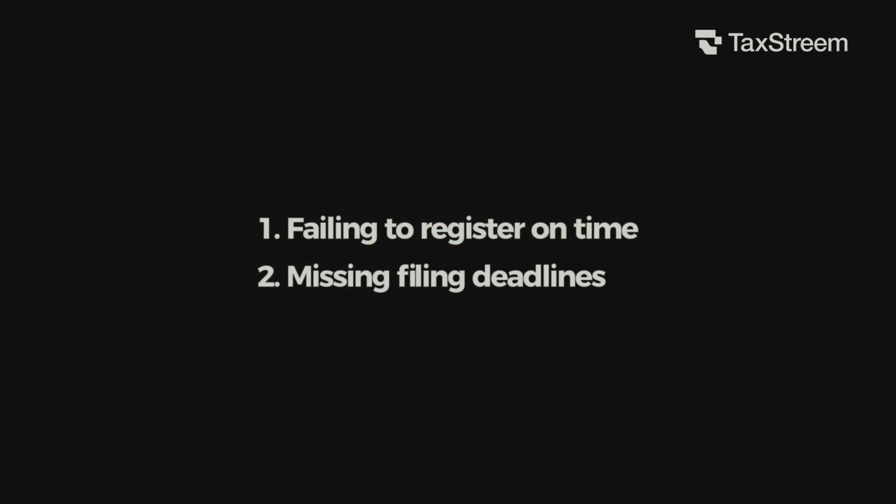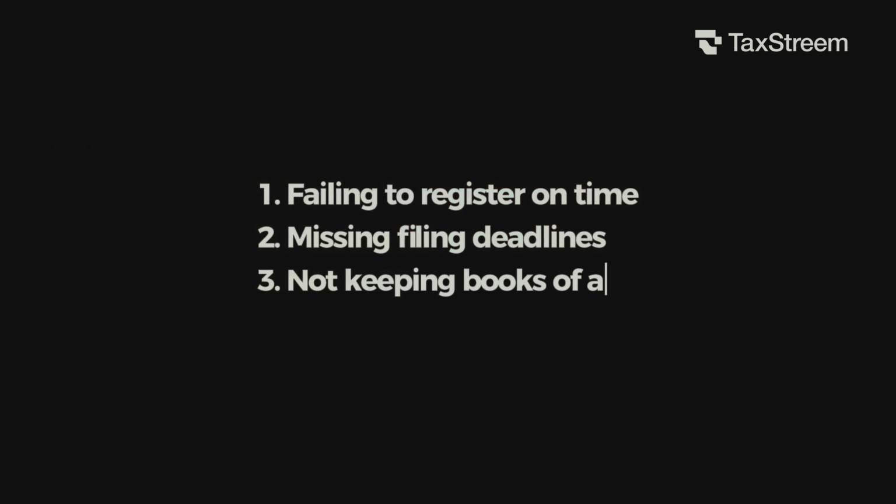Before we close, let me highlight a few things that businesses do wrongly and how we can help them. First, failing to register on time. Many companies operate for months, even years, without registering for taxes, and they keep accumulating penalties from day one. Second, missing filing deadlines, either because the business does not track its year end properly or because it waits until the last minute to prepare financial statements.